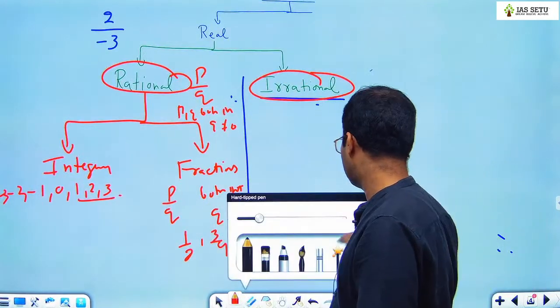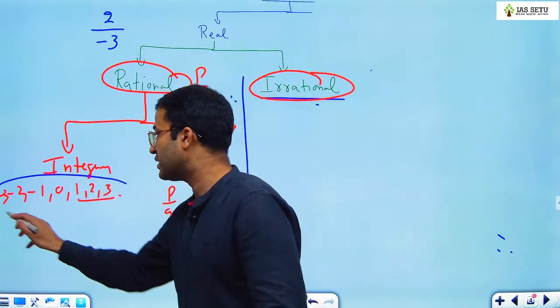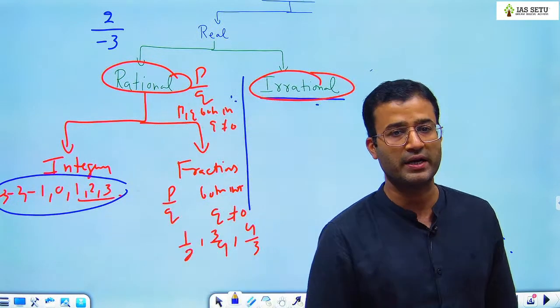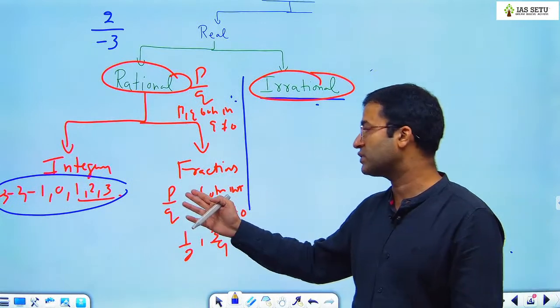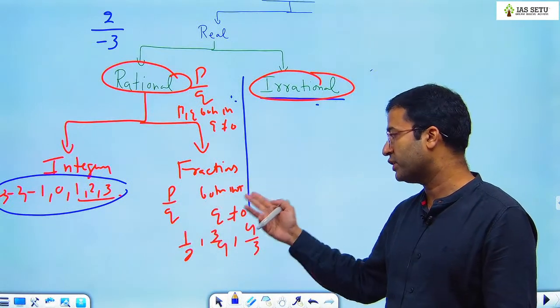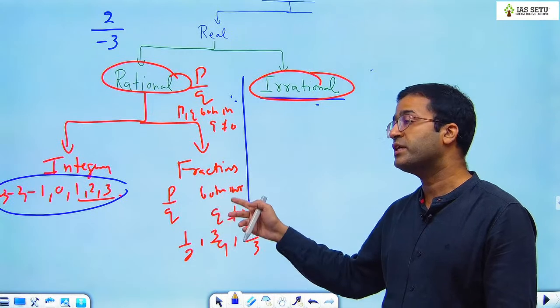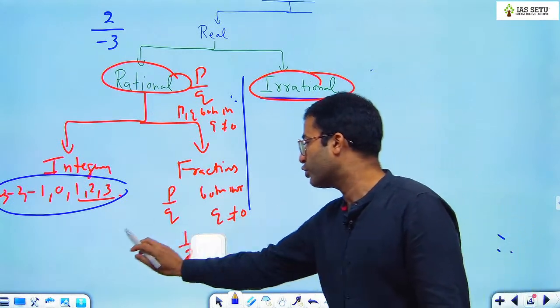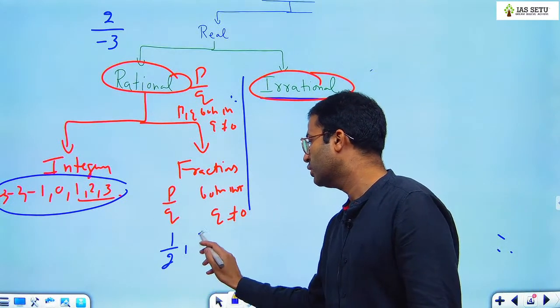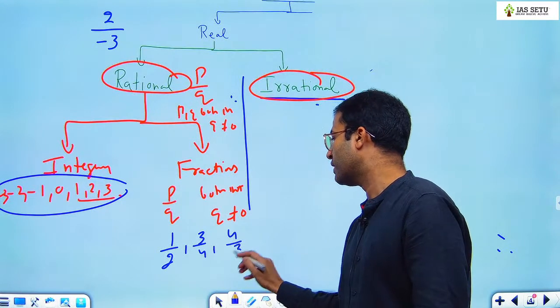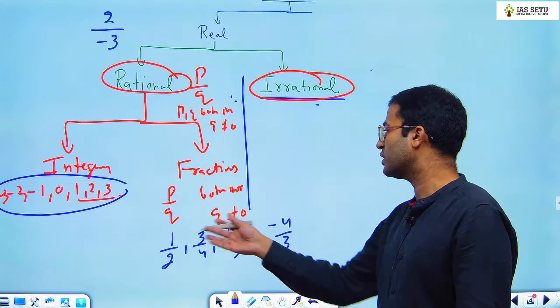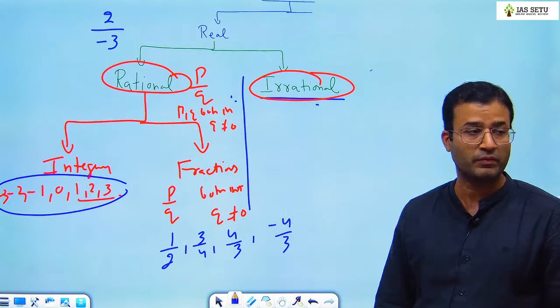So here we come to the topic again. Integers are 0, 1, 2, 3, -1, -2, -3. Fractions p by q form, where both integer, q not equal to 0. p should not be multiple of q. So your examples like 1/2, 3/4, 4/3, -4/3, all these are fractions.